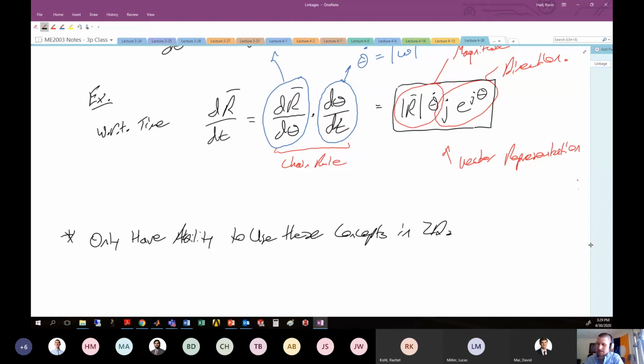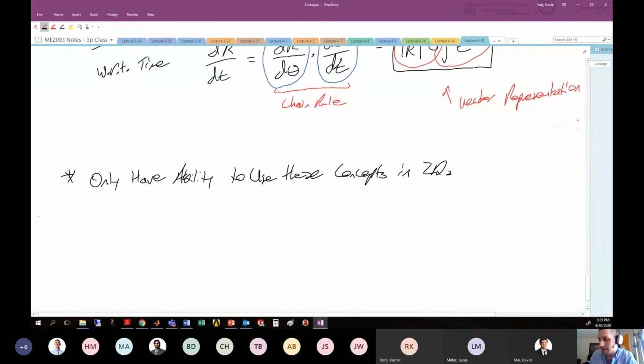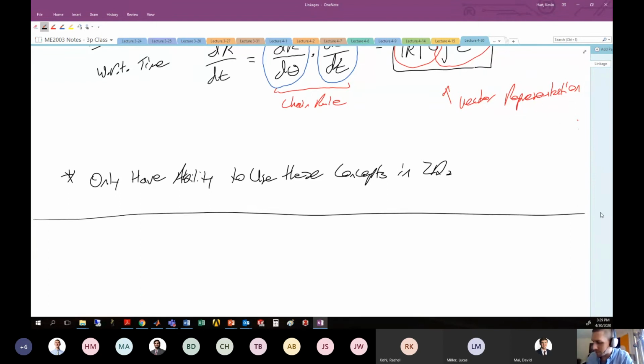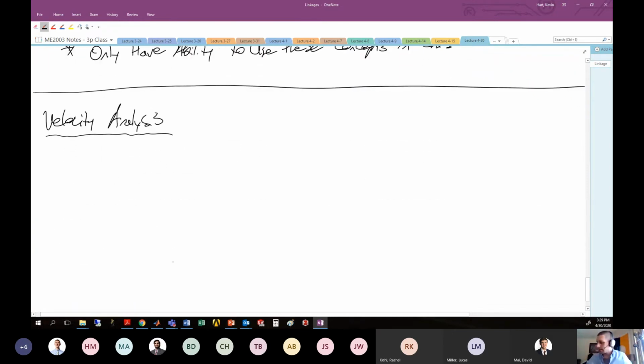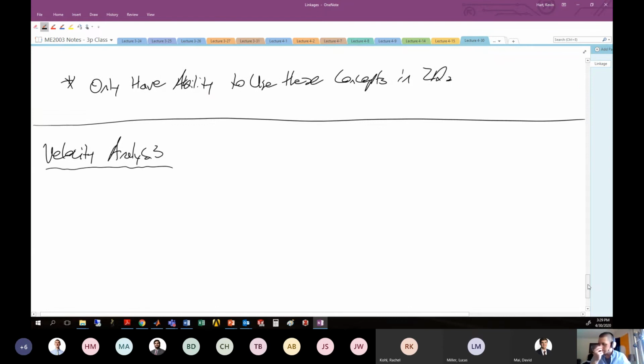All right, so we've kind of hinted at what the velocity is going to be. Now let's actually dig in real deep and look at what this velocity analysis is going to be. Let's motivate this with an example that we saw in week 2 of the notes, and that is this crank example. It goes back to the example that I showed at the very beginning.